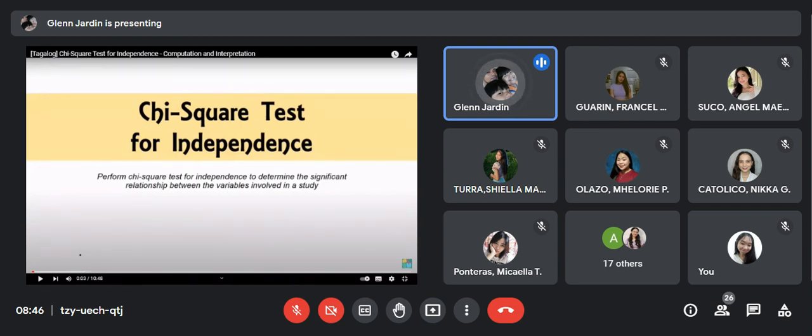Chi-square test for independence. Ito ang next topic natin or next statistic na pwede nyo matutunan. No? So, comment lang doon sa activity natin. No? So, bakit yung iba gumagamit ng C-test? C-test number 1. Sino gumamit ng C-test number 1?